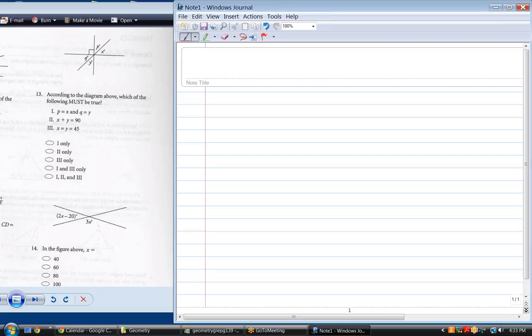But anyway, back to geometry. I got a few geometry questions, and then I got a logic question for you. We'll save the logic question until the end. All right, so can you see number 13? Okay. I can see it good. Which of those three statements must be true?